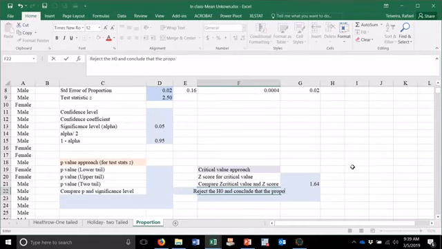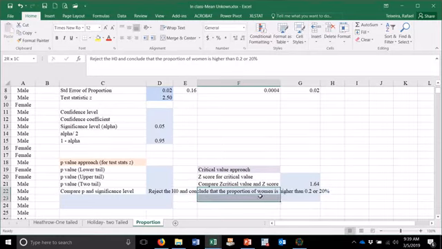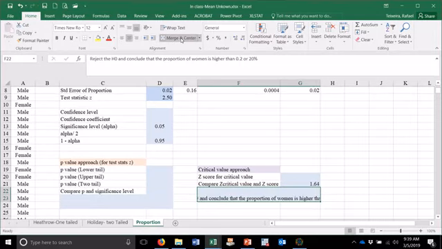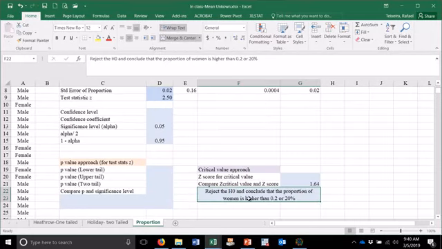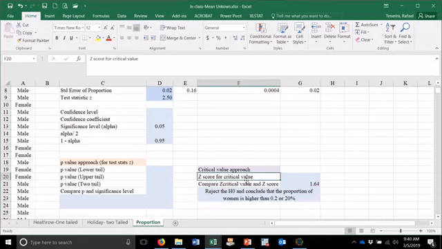the proportion of women is higher than 0.2 or 20%. This is what we have in the alternative hypothesis. So if I reject the null hypothesis, I conclude that the proportion of women is higher than 0.2, which is 20%. You see that is messy. The format here in this cell is messy. So I select these 4 cells, which is painted as blue. And then I come here on alignment and click merge and center. And I go up and click wrap text and it becomes beautiful. Okay. So I'm done with the critical value approach.